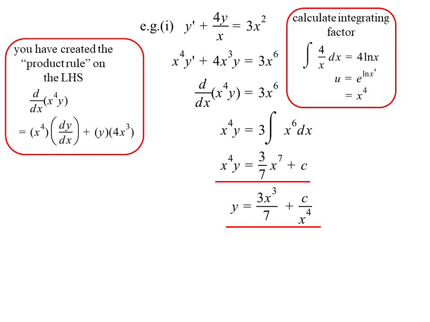I suppose the big difference is we used to see an answer with just plus a constant. Well, this one doesn't. It's a constant over x to the power of 4. It doesn't have a constant number at the end of it.